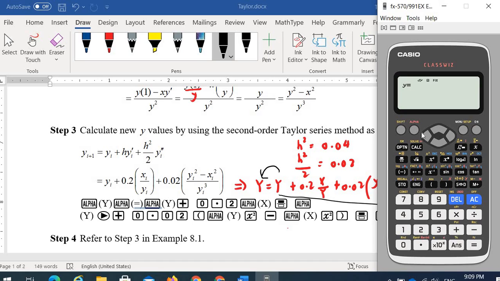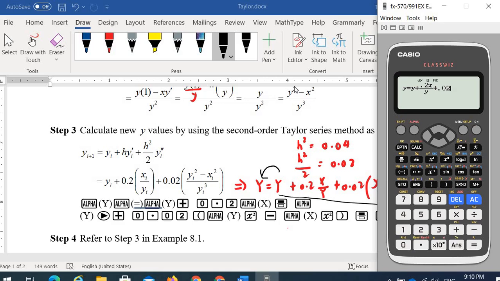Y equal y, the equal here is a red color equal. So y equal alpha y plus. In this formula you just change yi to y, xi to x. So y plus 0.2, alpha x and then alpha y. This is the first term, yi plus 1 equal to yi plus the first term. Up to the first order, this is actually the Euler method. In the first order, Taylor's method is equivalent to your Euler method. Plus 0.2 x over y, go to the left, plus h squared over 2, where you obtain 0.02.